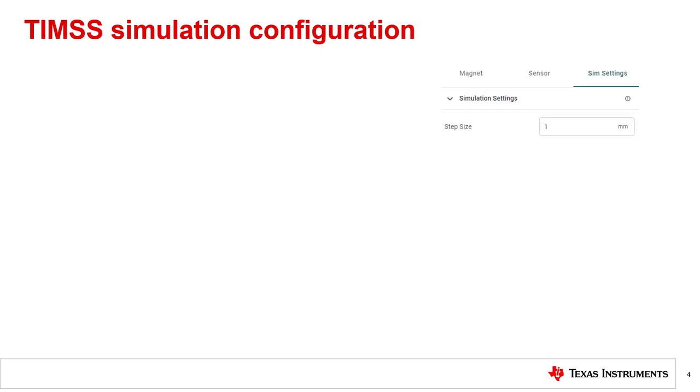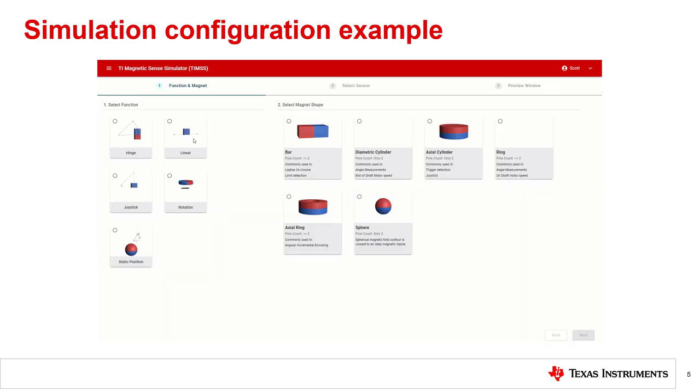The last relevant configuration setting is found after selecting Sim Settings at the top of the input menu. This allows the user to define the incremental step size for the simulation. The tool will create as many evenly sized steps that can be divided from the total distance traveled by the magnet. To demonstrate, I'll walk through an example simulation using the tool.